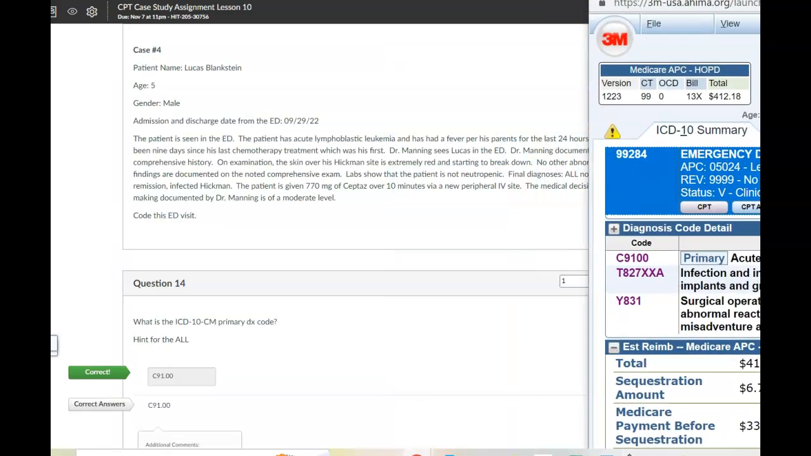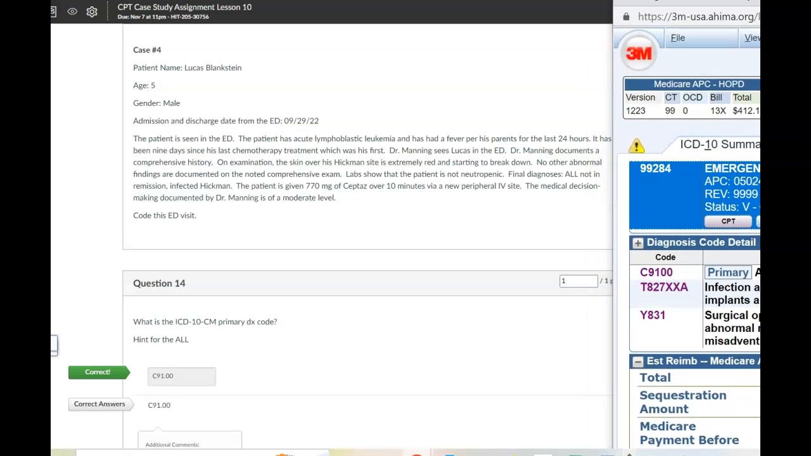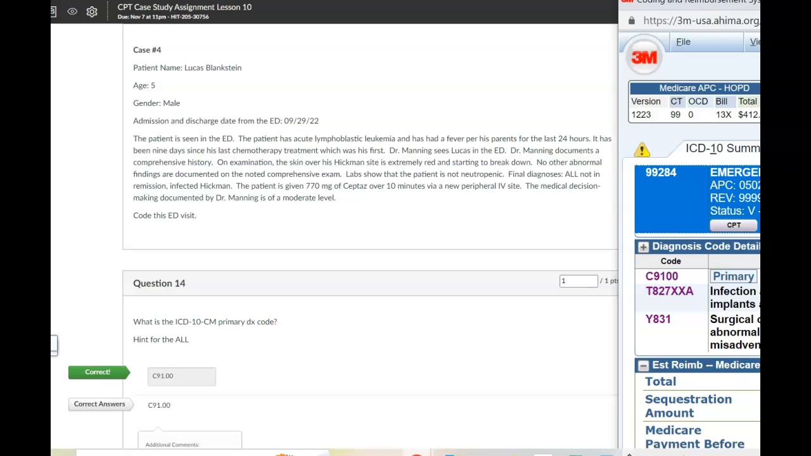Okay, on case 4, this patient is 5, and they were seen in the ER. A couple of different things are coming in with acute lymphoblastic leukemia. They did have a fever. Over the exam, the skin over the Hickman site was extremely red. It was starting to break down. Keep that in mind. They had an infected Hickman, so basically they gave him some antibiotics through an IV site.